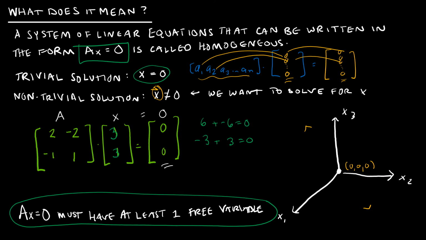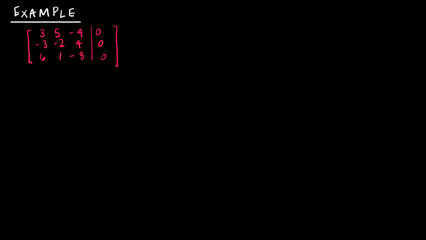If I end up with 2 free variables, say x1 and x2 are both free, then x3 is going to vary based on what I change x1 and x2 to be. So it's going to end up looking more like a plane, again, still crossing through that same point. So what I want to do is go through an example with you where we actually find what our free variable is and what our other variables are in relationship to that free variable.